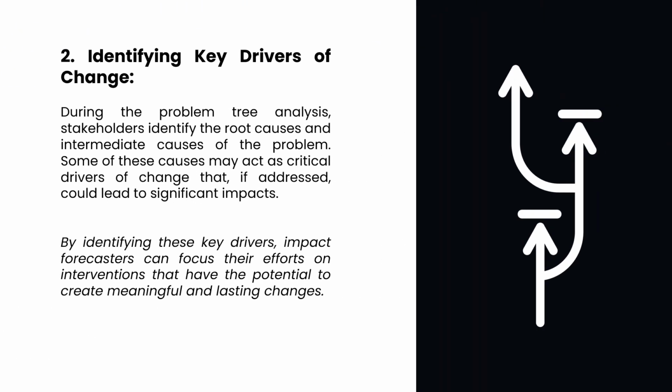The second thing is identifying key drivers for change. During the problem tree analysis, stakeholders identify the root causes and intermediate causes of the problem. Some of these causes might act as critical drivers of change that, if addressed, could lead to significant impacts. By identifying these key drivers, impact forecasters can focus their efforts on interventions that have the potential to create meaningful and lasting changes.